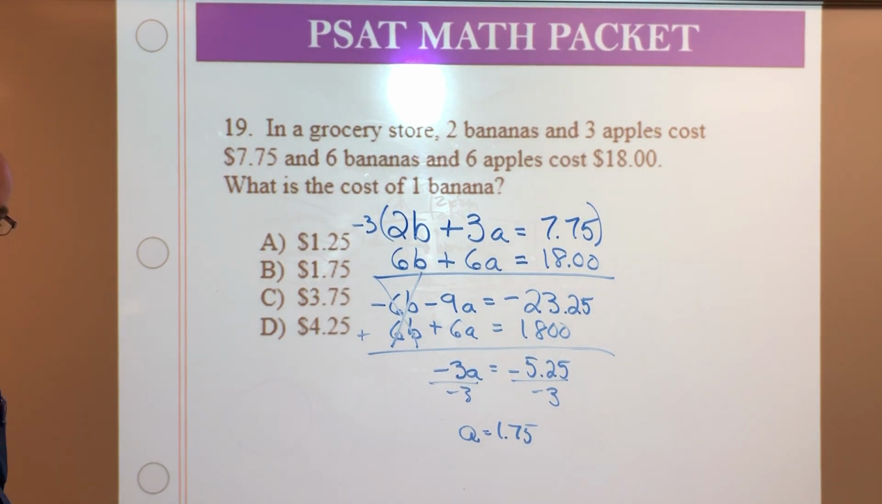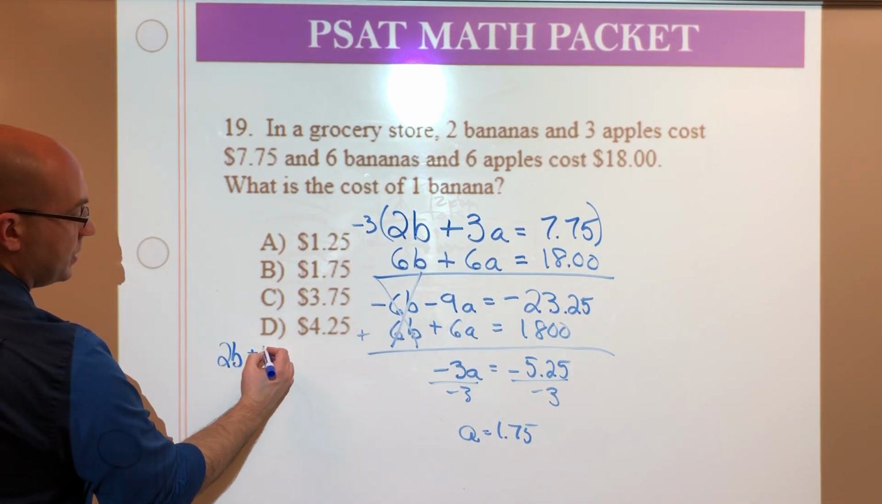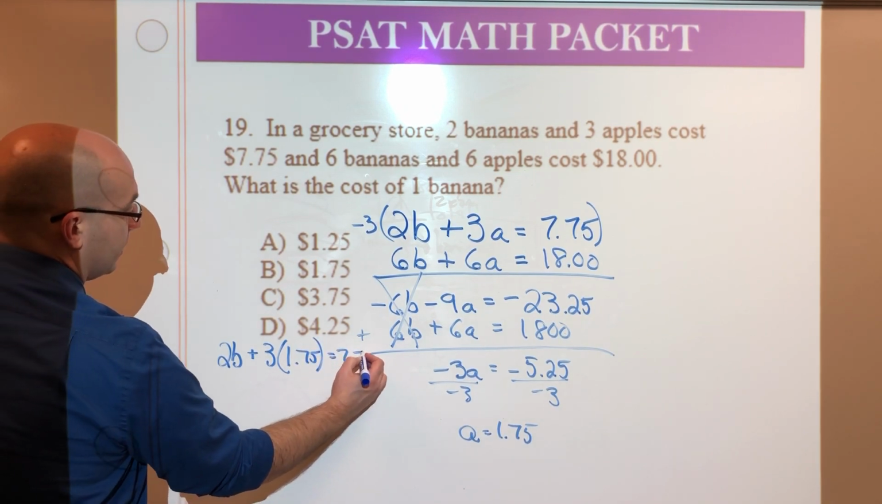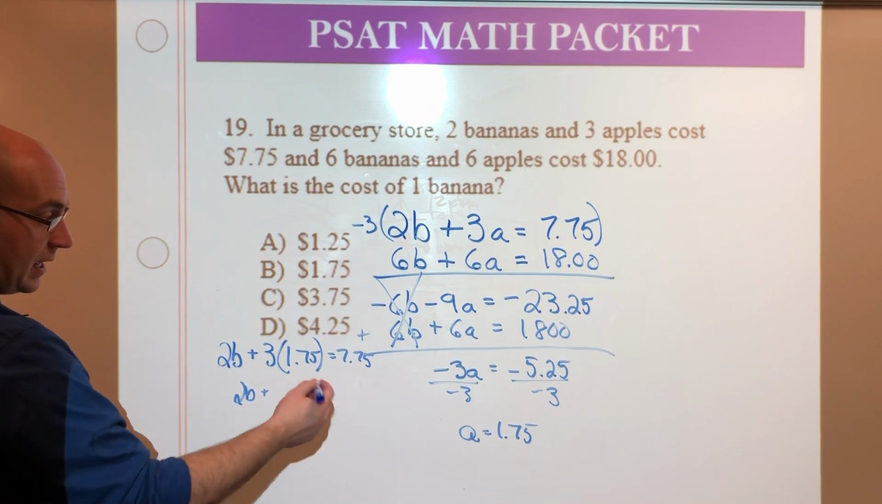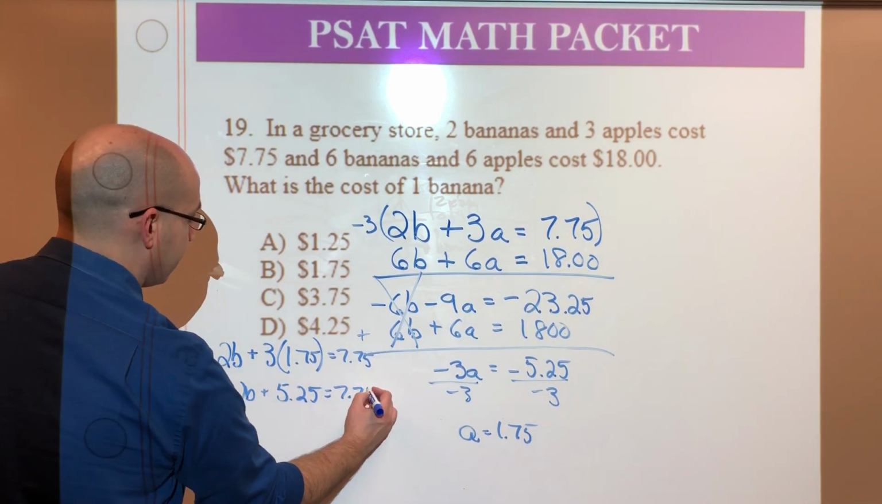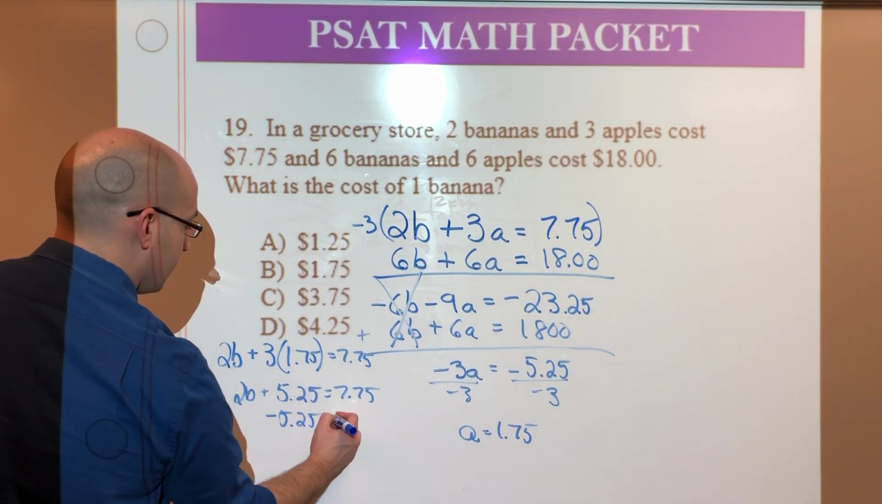So, let me get my trusty little calculator here, because I did not solve for B, I only solved for A. All right, so let's go back to the original equation. So 2B plus 3 times the quantity of 1.75 is going to equal $7.75. Okay, so 2B plus, and again, I'm going to put this down, 5.25 equals $7.75. I'm going to subtract 5.25 on both sides.